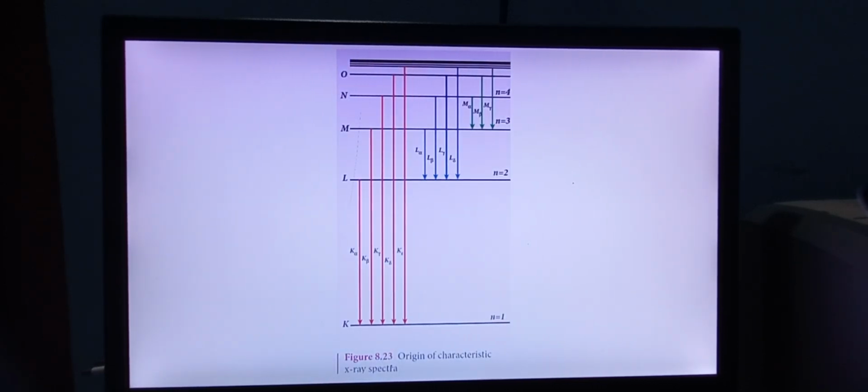Next, origin of characteristic X-ray spectra. So K shell, L, M, N, O. So in K we are having K alpha, K beta, K gamma, K delta and K epsilon. And in the L series, L alpha, L beta, L gamma, L delta. And in M series, M alpha, M beta, M gamma and N. So in this case, ground level N1 and excited state up to N4.